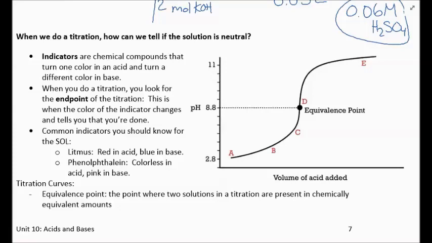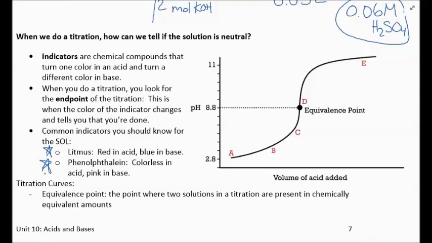When you do a titration, you're looking for the endpoint of the titration. This is the point where the color of the indicator changes and tells you that you're done. So for the SOL, there's two indicators you need to know: litmus and this one, which is called phenolphthalein. I'm never going to ask you to spell phenolphthalein, but that's how you spell it.